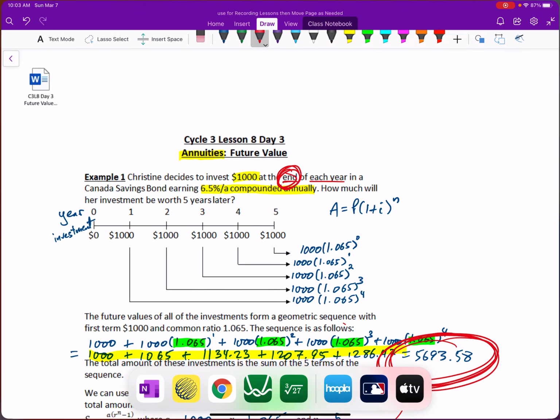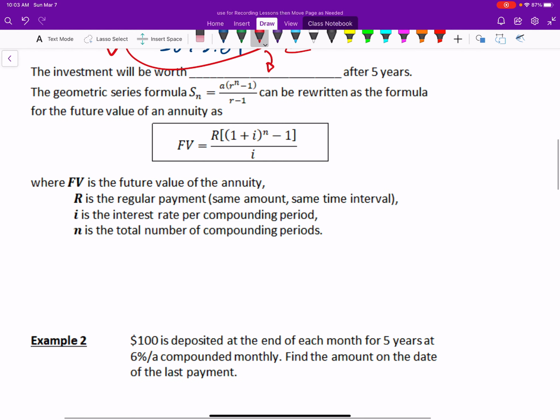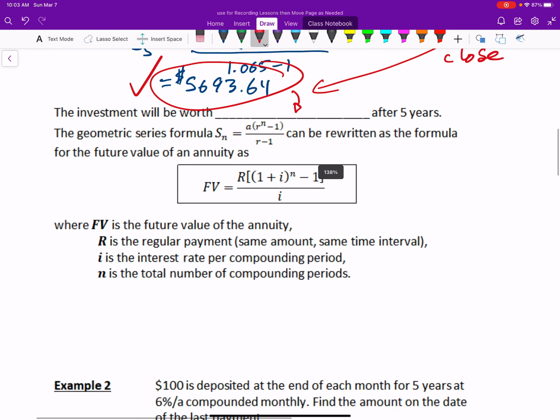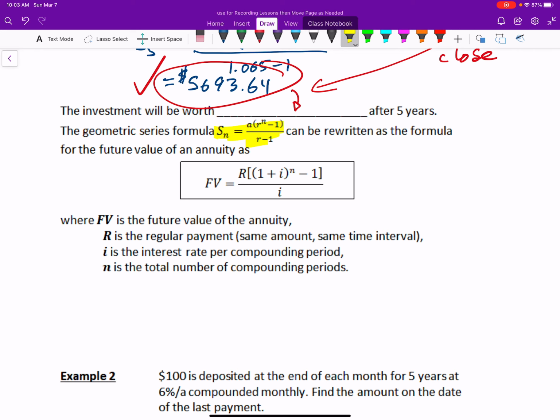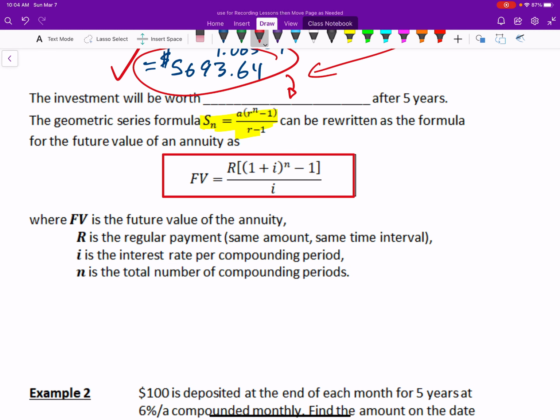That's important. It doesn't always have to be that way, but for this formula to work, it does. So we're going to stick with ones that are always at the end of the time period when they're submitted. So this formula here, the geometric series formula, can be rewritten as the formula for the future value of an annuity. In other words, the only difference between this box that I'm highlighting in red and the geometric series formula is that it has different variables to match the financial nature of the application.